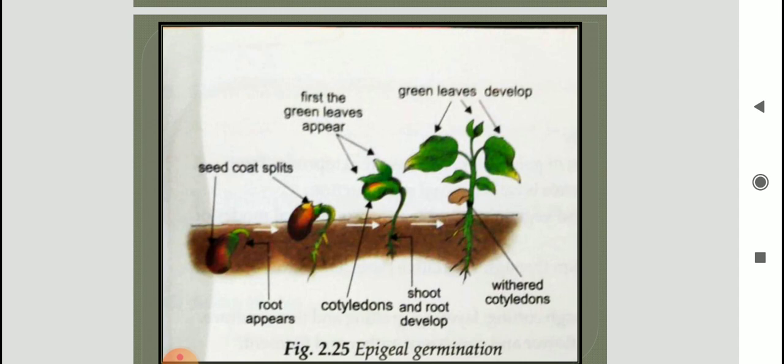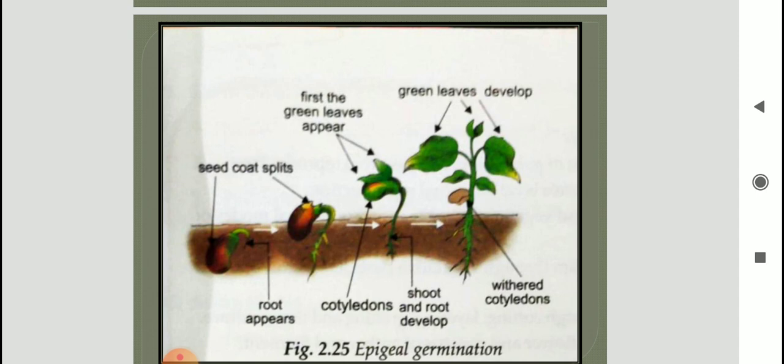In this germination, children, the cotyledons come out of the soil. You can see the third picture where the cotyledons are out, and they become green, they form cotyledon leaves. So cotyledons play a very important role in epigeal germination. When the seed coat bursts and the embryo development begins, the cotyledons come up out of the soil and they form cotyledon leaves.